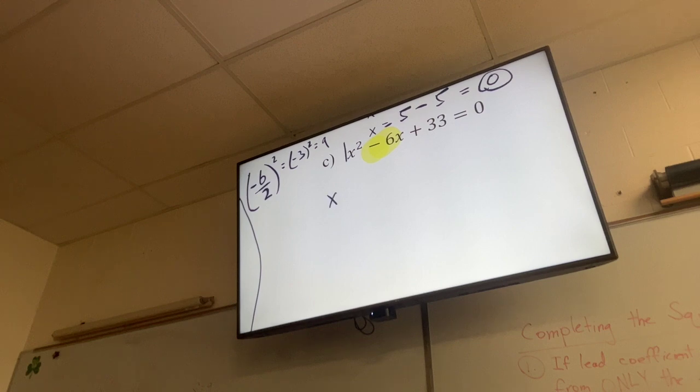I add it to both sides. So x squared minus 6x plus 9 plus 33. I'm not going to combine like terms on the left, equals 9. Okay? All right.